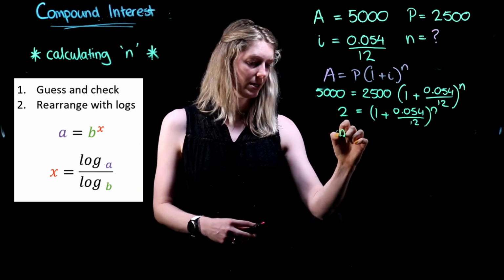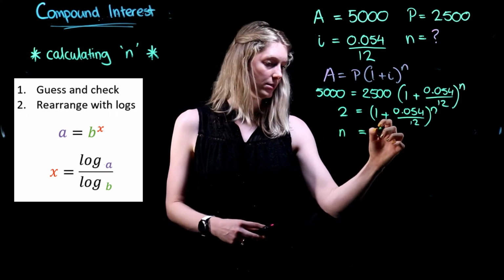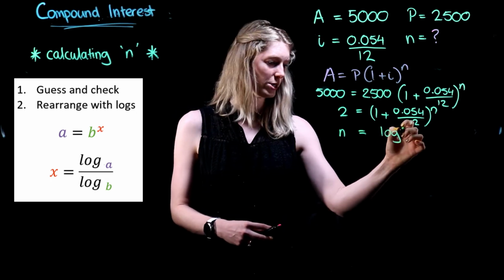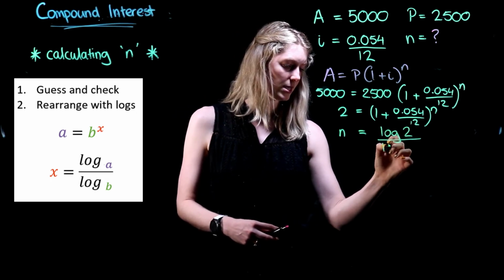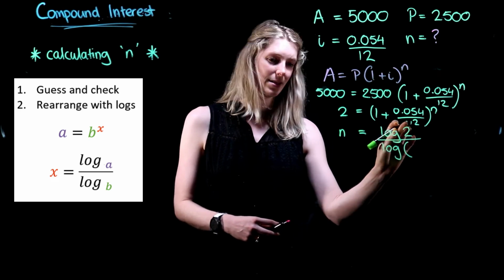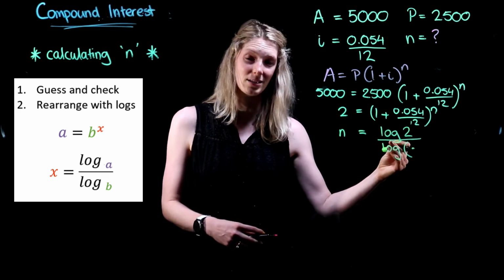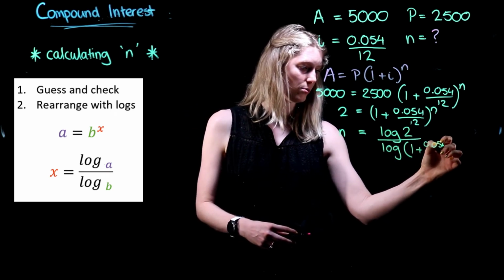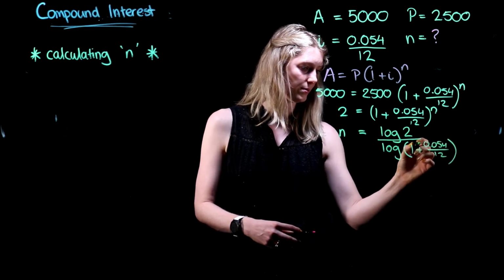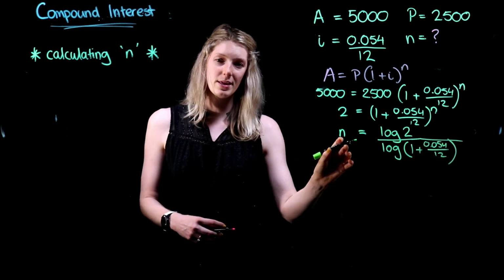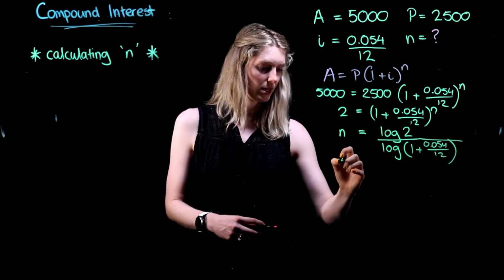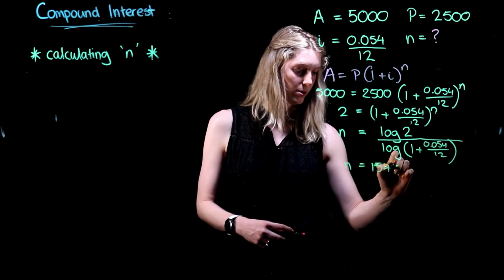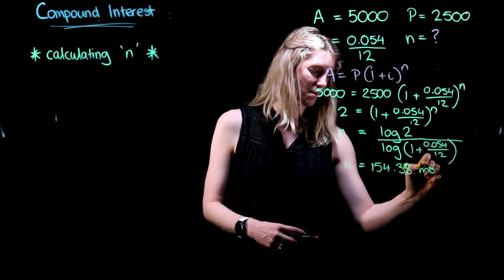To get our power by itself, we will take log of this value that was on the left-hand side of our equation, divided by log of this expression here that was the base of our unknown value n. So 1 plus 0.054 on 12. We can then put that entire expression into our calculators to get an n value of 154.38 months.